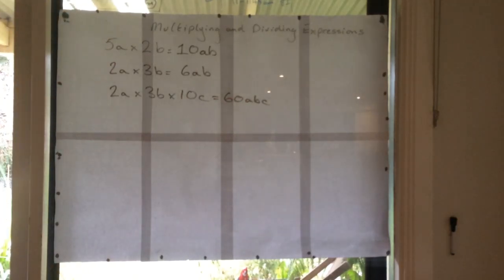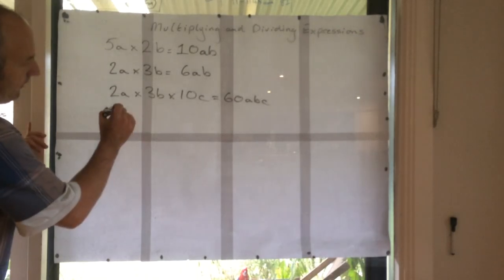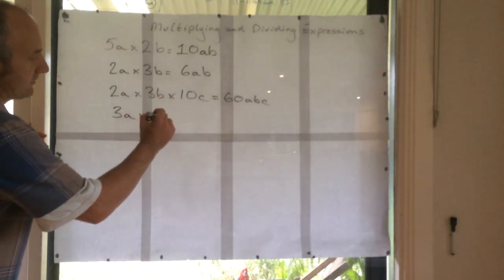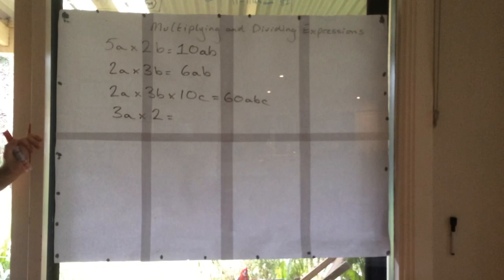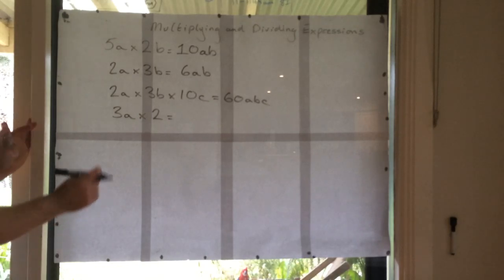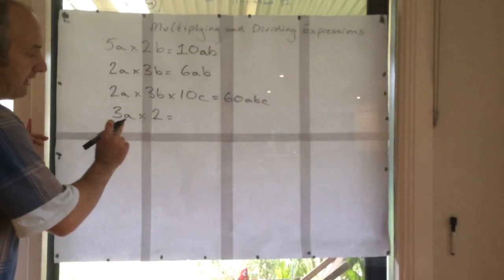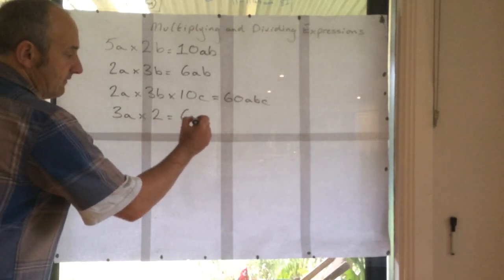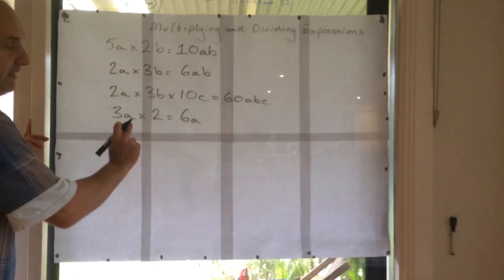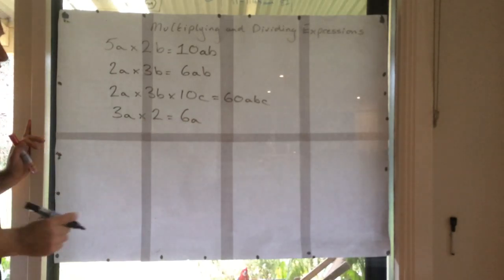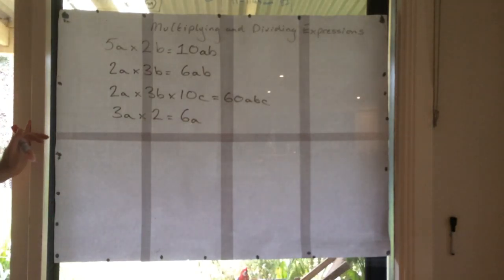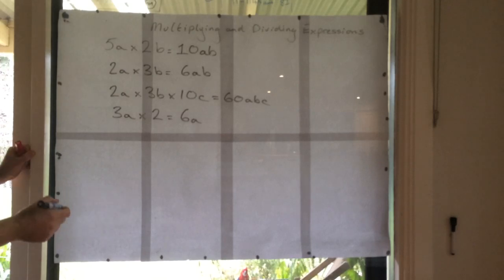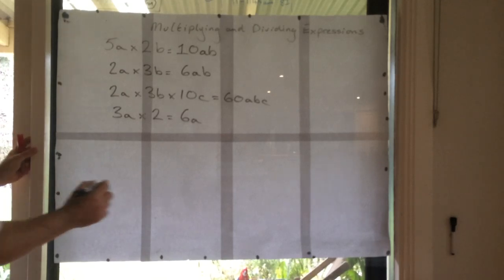Okay, so now let's see, what about this? What if we go 3a times 2? Oh, there's no b. Doesn't make any difference. So it's 3 times 2 is 6, 6a. I've got 3 lots of a, and I double it, so I've got 6 lots of a. I've got 6a.